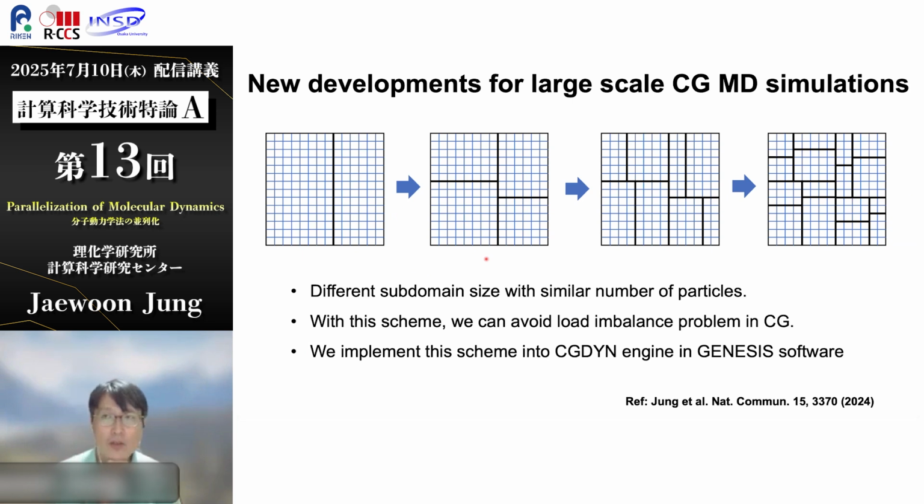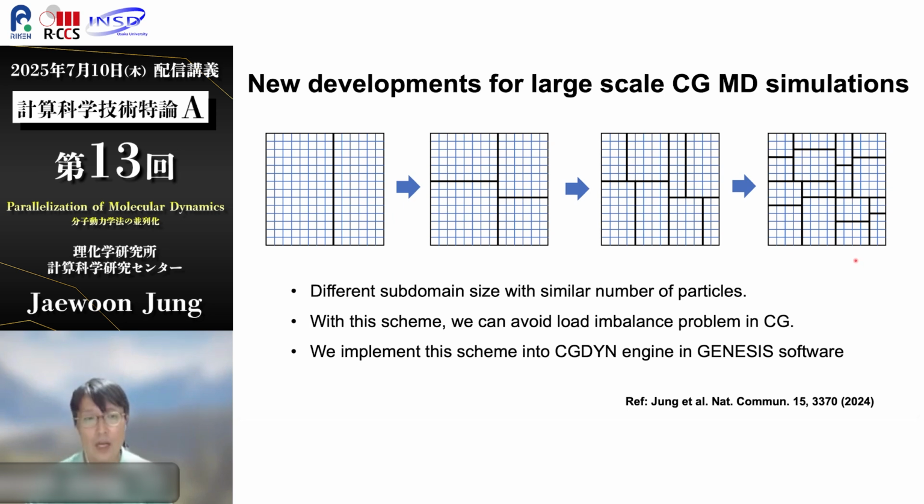So this is our new parallelization scheme for load balance. The idea is like this. This one is the whole system, and we make a unit domain named cell as in the all-atom case. First, we make a boundary such that left and right have almost a similar number of particles. Then for each region, we make a boundary such that upper and lower have a similar number of particles. And this one too. And we iterate this procedure over and over again.